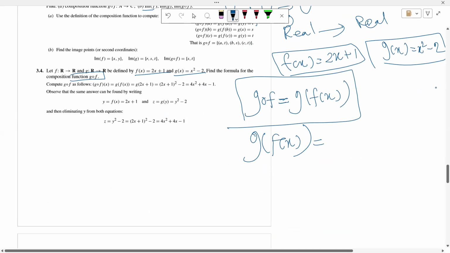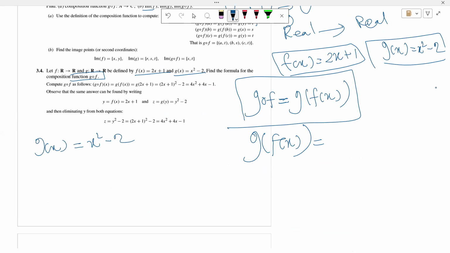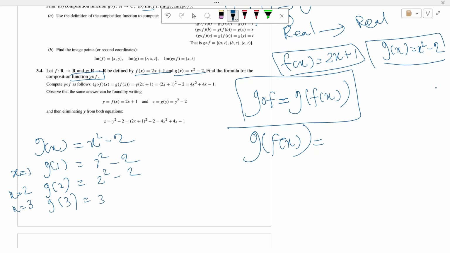How can we find g of f of x? We already know the function g of x. G of x is equal to x squared minus 2. So if I put x equal to 1, g of 1 is equal to 1 to the power 2 minus 2. If I put x equal to 2, g of 2 is equal to 2 to the power 2 minus 2. If I put x equal to 3, g of 3 is equal to 3 to the power 2 minus 2. Now if I put x equal to k, g of k is equal to k to the power 2 minus 2. Similarly, if I put x equal to 2k, what will happen?